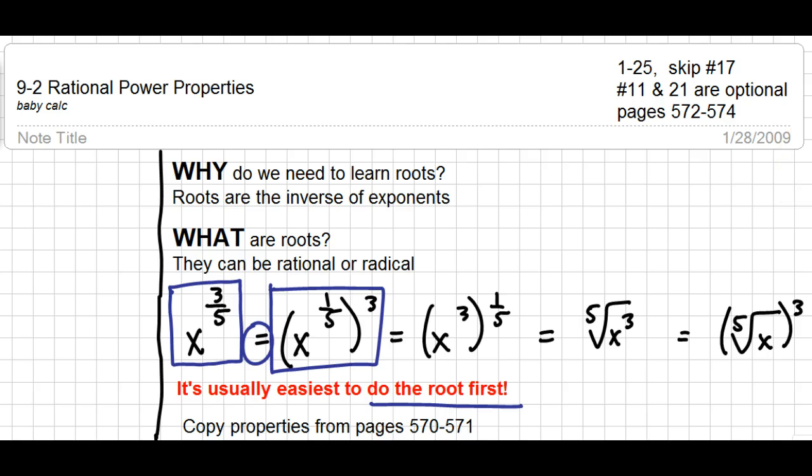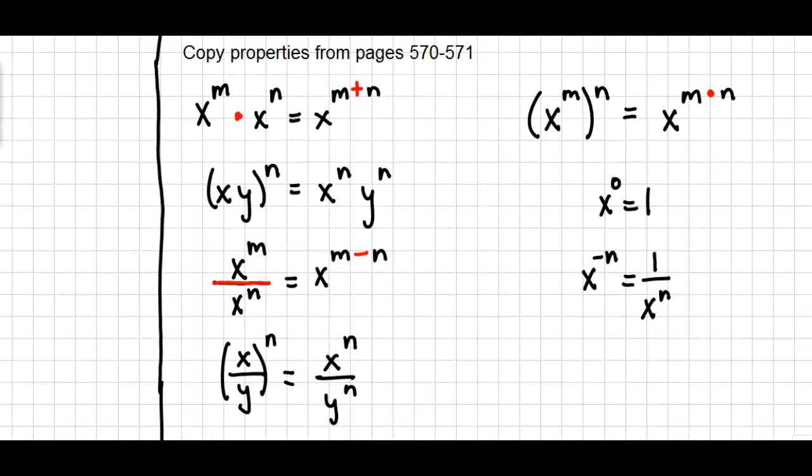Before we get into some examples, we're going to look at additional properties of powers that we need to review from Algebra 1 and Algebra 2. Students should take a moment to copy all of these properties down, either from the video or from pages 570 and 71 in your FST textbook.